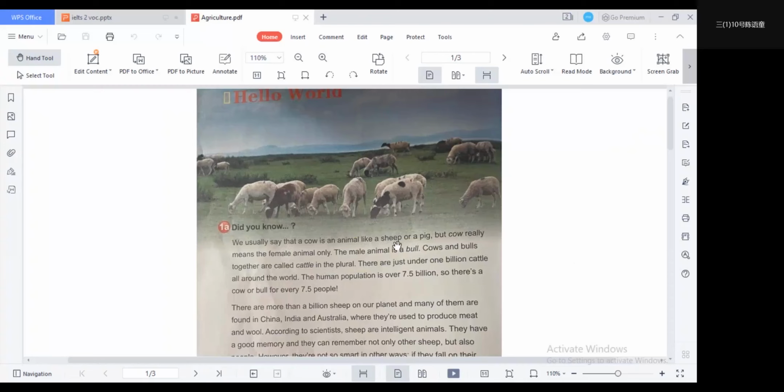There are just under one billion cattle all around the world.